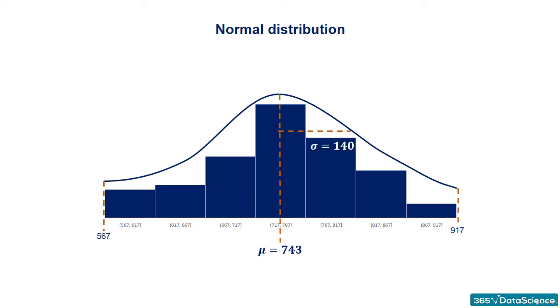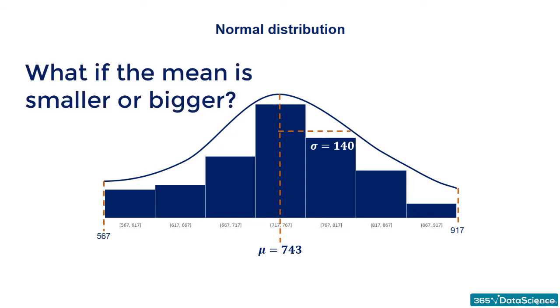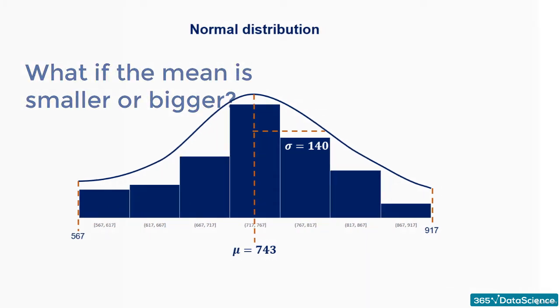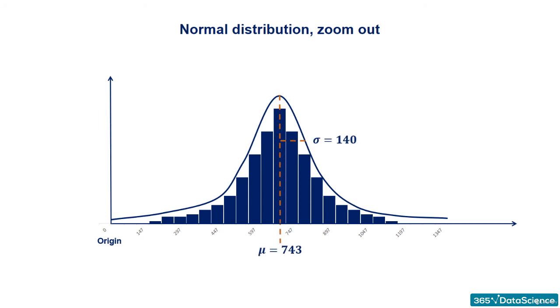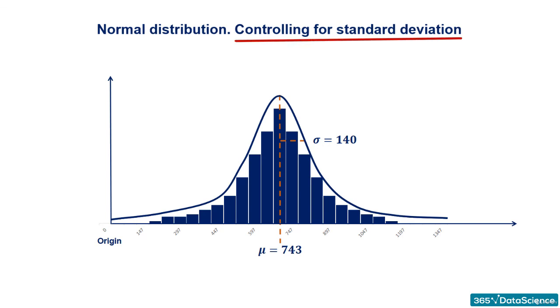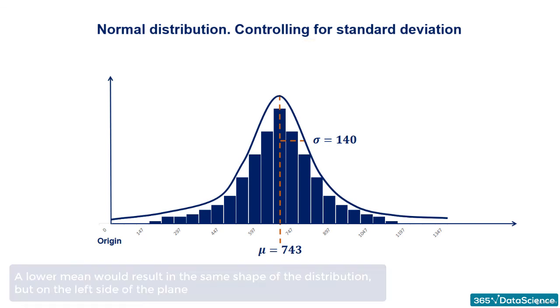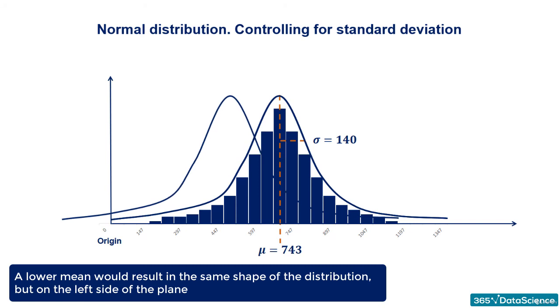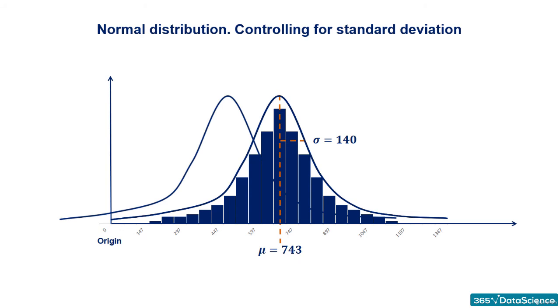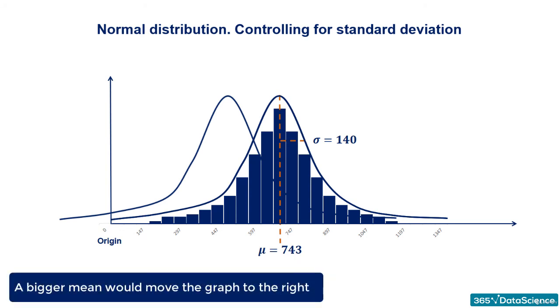Okay, great. But what if the mean is smaller or bigger? Let's first zoom out a bit by adding the origin of the graph. The origin is the 0 point. Adding it to any graph gives perspective. Keeping the standard deviation fixed, or in statistical jargon, controlling for the standard deviation, a lower mean would result in the same shape of the distribution, but on the left side of the plane.